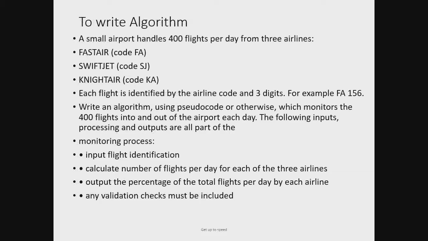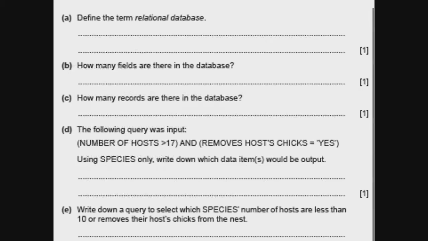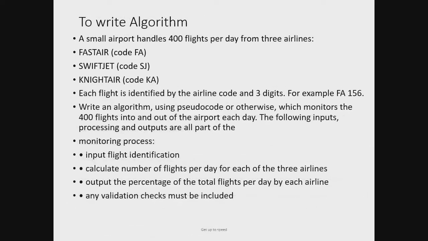Let's look at our last thing in our presentation, the writing of an algorithm. I will briefly demonstrate this quickly. Look at the question here. Write an algorithm. That is, we are going to translate your algorithm to a program now. A small airport handles 400 flights per day from 3 airlines. You can be asked to write a program or an algorithm. Now, these are the flights: Fast Air, SwissJet, Night Air, with these codes.